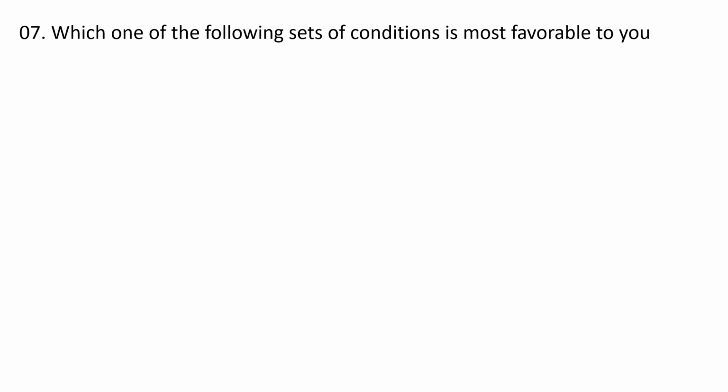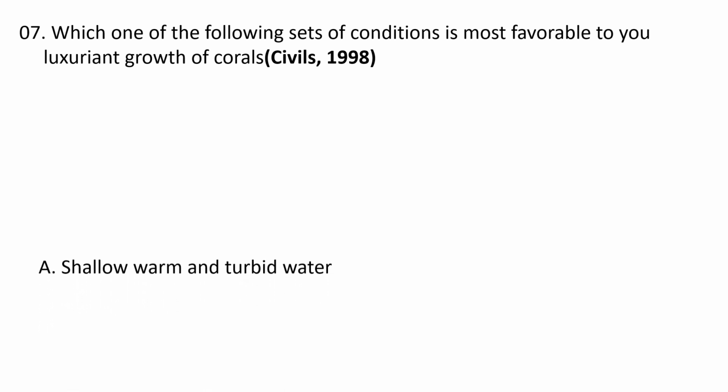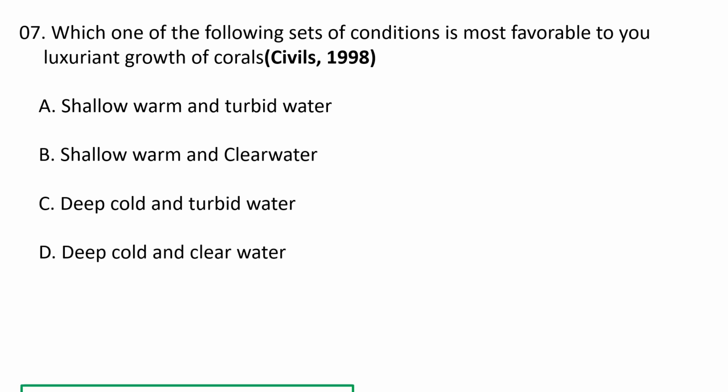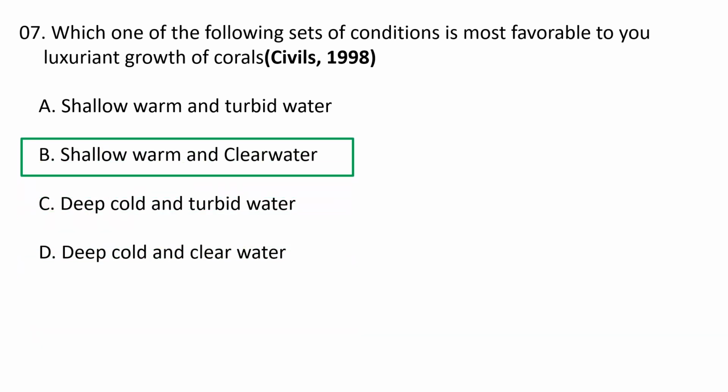Seventh question. Which one of the following sets of conditions is most favorable to the luxuriant growth of the corals? A. Shallow, warm and turbid water, B. Shallow, warm and clear water, C. Deep, cold and turbid water, D. Deep, cold and clear water. Correct answer is B. Shallow, warm and clear water.